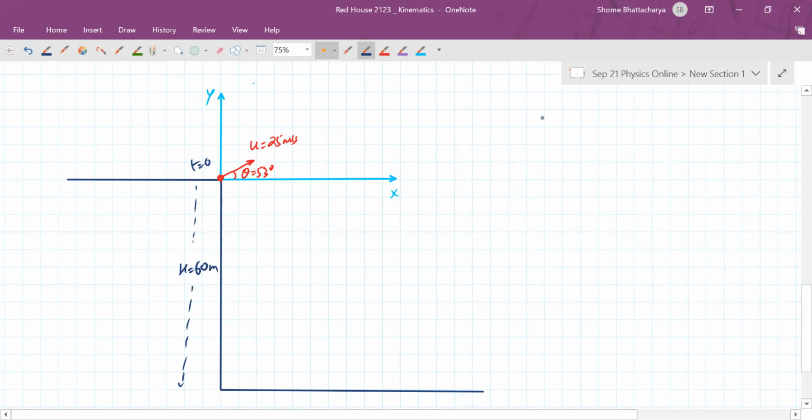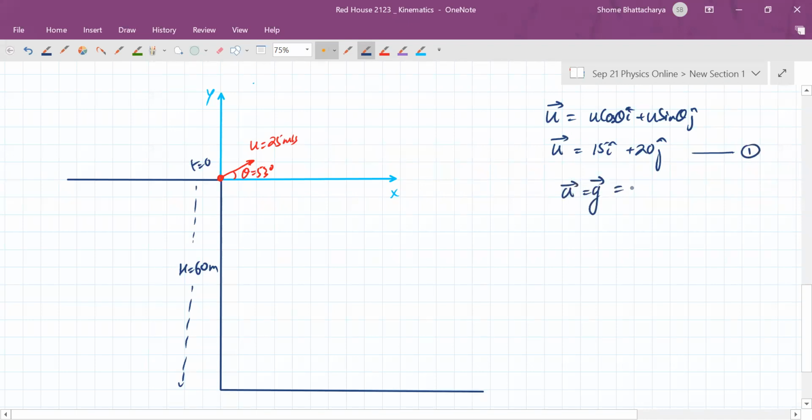So this is where we have to be very careful about our resolution of vectors. u cos theta i cap plus u sin theta j cap. So this is 15 horizontal and 20 vertically upwards. This is our initial velocity. Whereas our acceleration is the acceleration due to gravity vector. So it is going to be minus 10 meters per second square j cap, because we have taken our y-axis upwards. Once we've written these vectors correctly, you'll see the rest of the things are pretty simple.